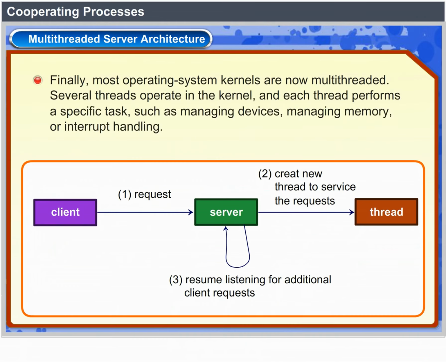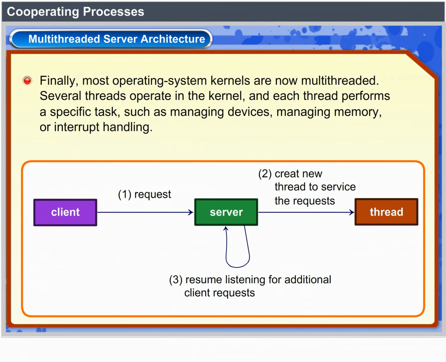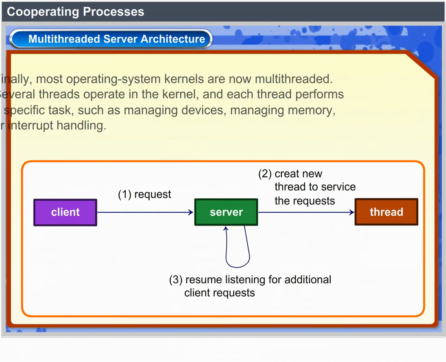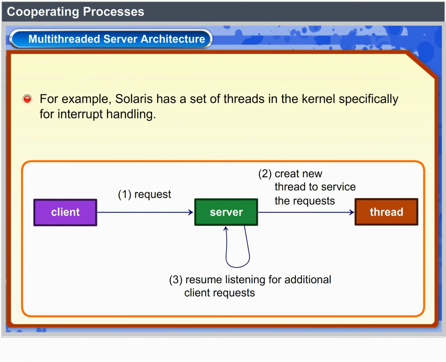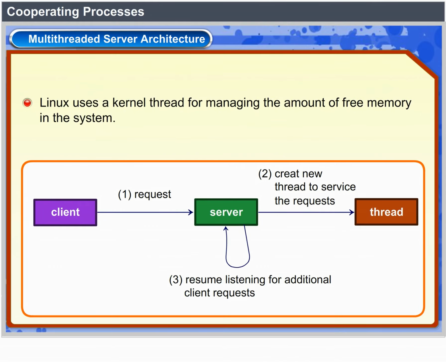Finally, most operating system kernels are now multi-threaded. Several threads operate in the kernel, and each thread performs a specific task such as managing devices, managing memory, or interrupt handling. For example, Solaris has a set of threads in the kernel specifically for interrupt handling. Linux uses a kernel thread for managing the amount of free memory in the system.